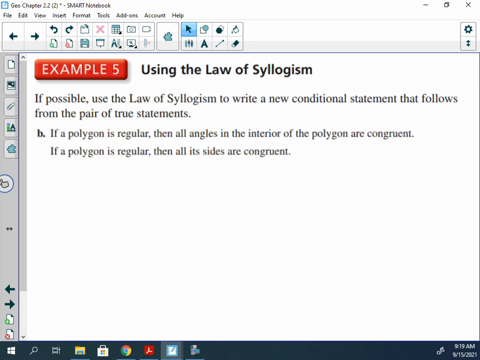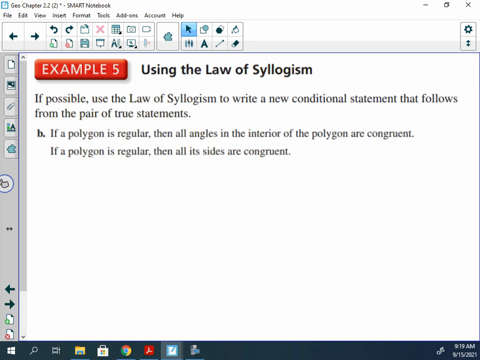We don't have a hypothesis and conclusion that are the same. Both of the hypotheses do match up, if a polygon is regular, but we don't have that matching of the two. So we can't really use the law of syllogism to actually write anything. It's not possible. Are these two statements true?